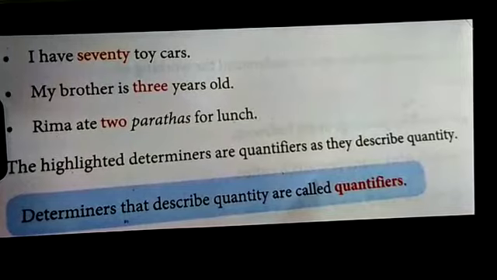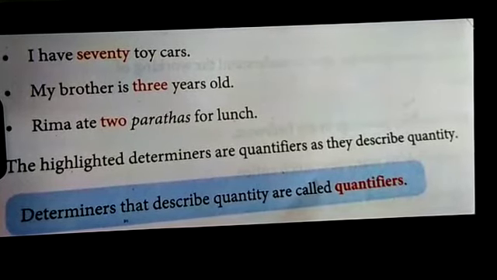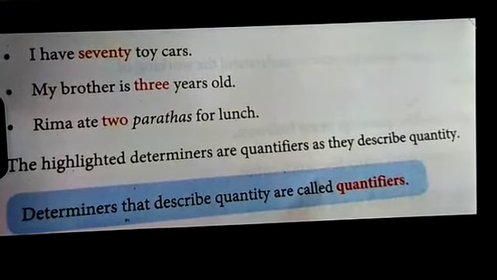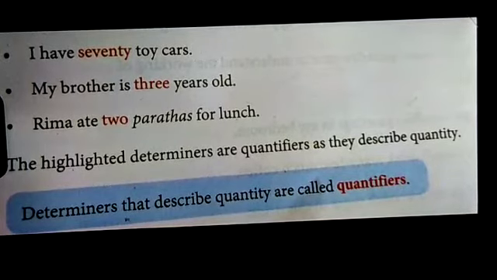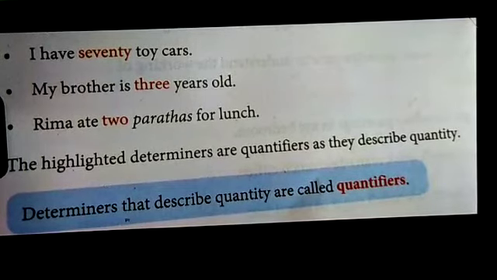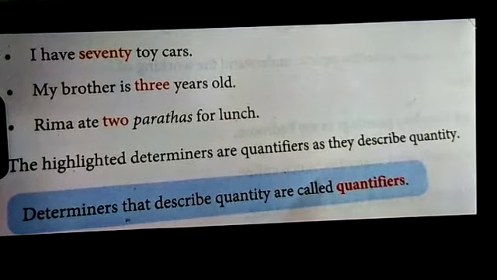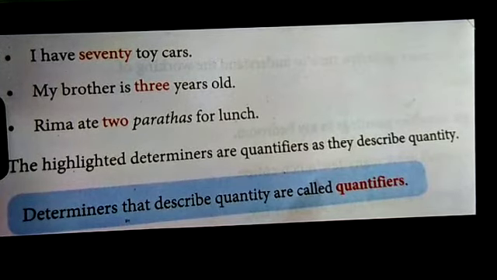Next, moving on to quantifiers. Determiners that describe quantity are called quantifiers. So, you see the example, I have 70 toy cars. 70, numbers come under quantifiers. My brother is 3 years old. 3 is a quantifier. Reema ate 2 parathas for lunch. So, the highlighted determiners are quantifiers as they describe quantity.